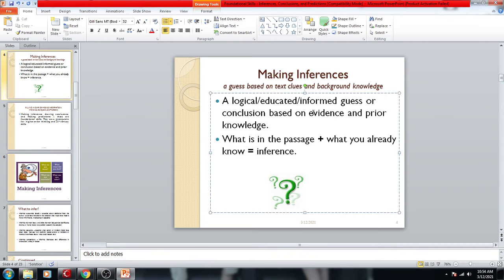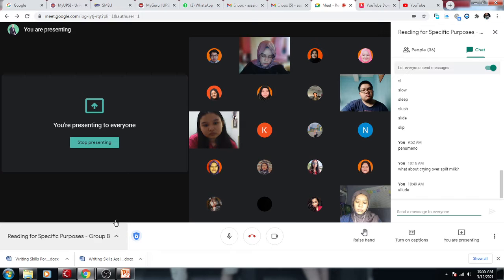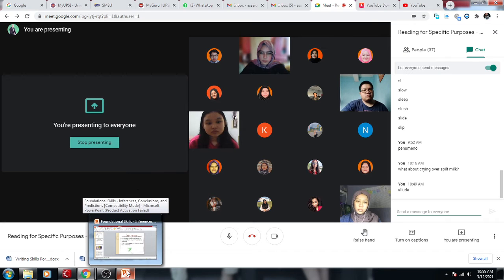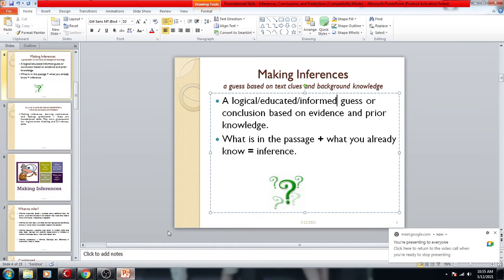So it is the interaction between what is in the text and what you know about the world, your imagination, your conjecture, your mind, your prior knowledge, your background knowledge. It's the interaction between what you know as a member of this world and clues in the text that can result in inferences, in these implied suggested meanings. And so, in a mathematical formula, an inference is what is in the passage plus what you already know equals inference.